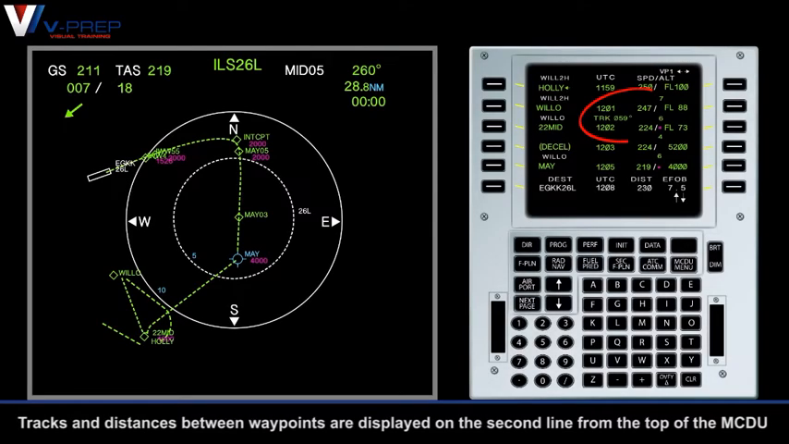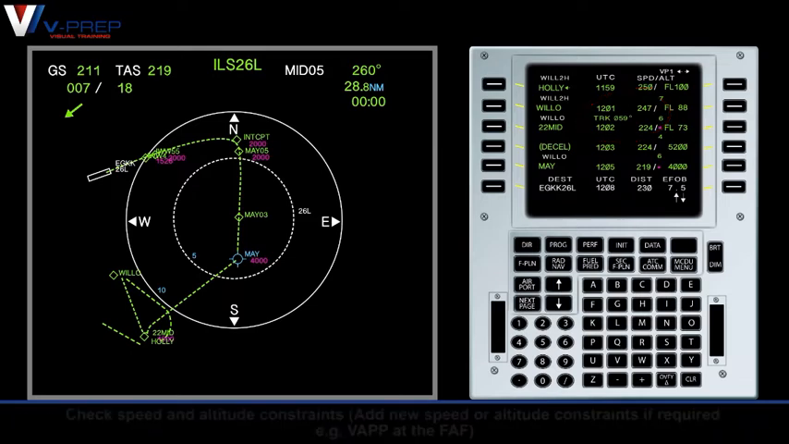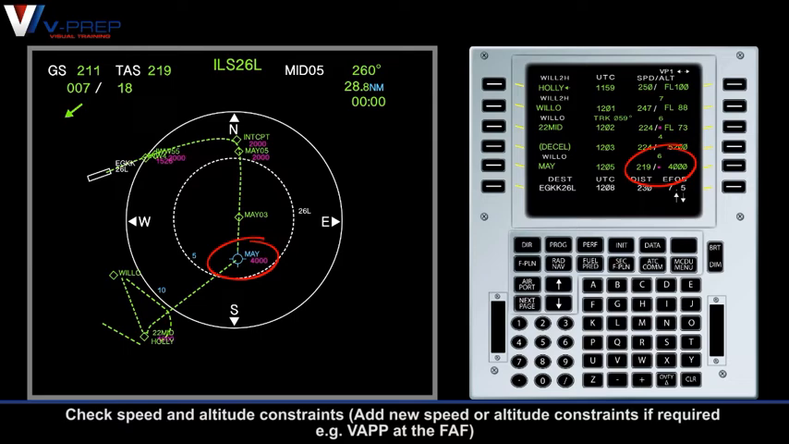Tracks and distances between waypoints are displayed on the second line from the top of the MCDU. Check speed and altitude constraints, add new speed or altitude constraints if required, e.g. VAP at the final approach fix.